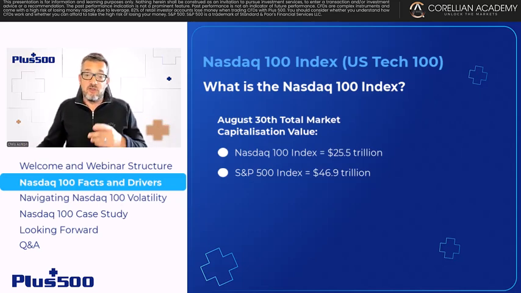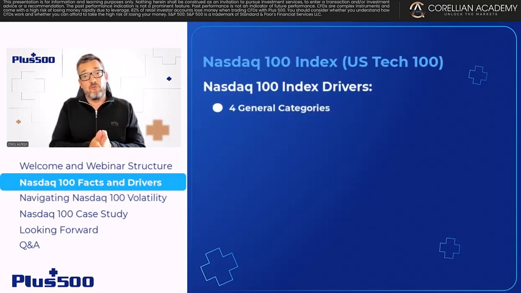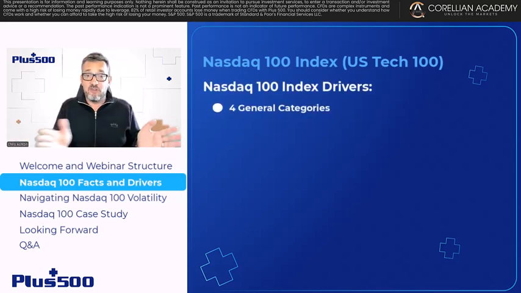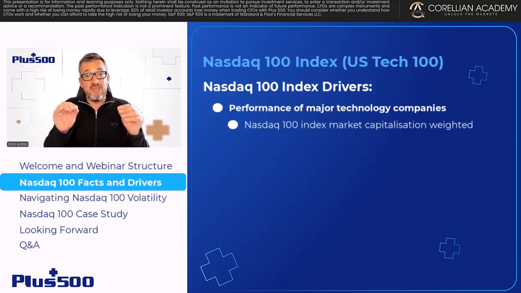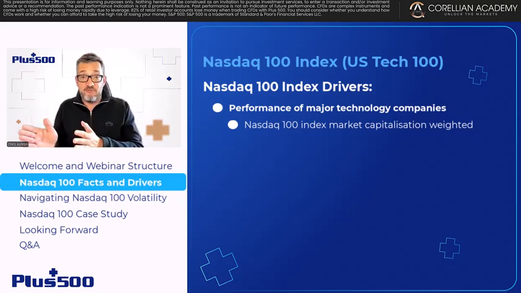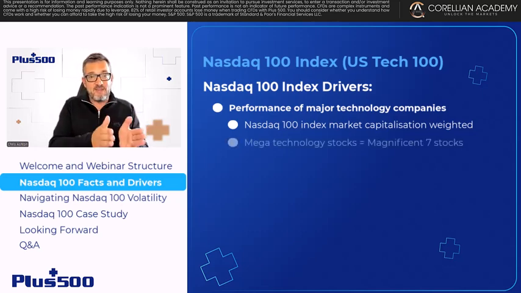Okay, let's move on and look at some of the key drivers of the Nasdaq 100, the things that really make the index move. Now, these can be split into four general categories, all of which are important considerations when you're planning any trade. The first category focuses on the performance of major technology companies. Now, the Nasdaq 100 is market capitalization weighted, meaning it's heavily influenced by its largest constituents, most notably those biggest companies in the world, the mega tech stocks.